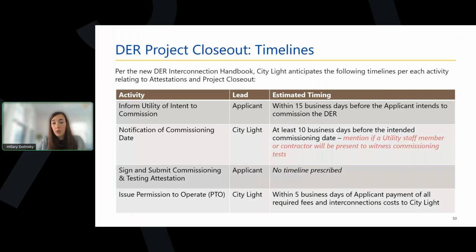The applicant must notify City Light 15 business days before they intend to commission their DER. City Light can then decide if they'd like to have a staff member present to witness commissioning. After that, the applicant will sign and return their commissioning and testing attestation. Within 5 business days of receiving that and confirming that all payments are received, City Light will issue the PTO and request net meter enablement.